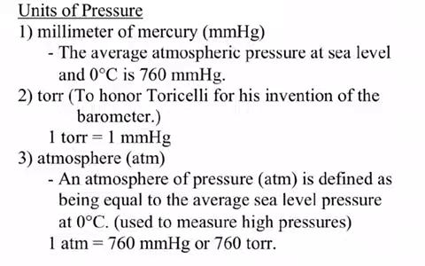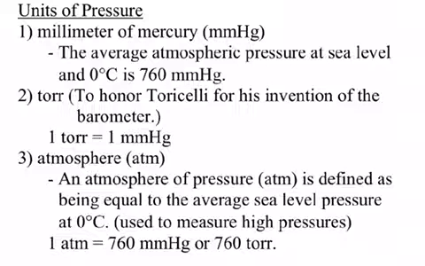And then, in honor of Torricelli, who invented the barometer, his name also has a unit attached to it. It's called the torr. And the torr and a millimeter of mercury are equivalent. So 1 torr is equal to 1 millimeter of mercury. If I have 760 millimeters of mercury, that means there are 760 torrs. So those two units are equal to each other.